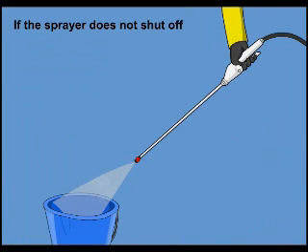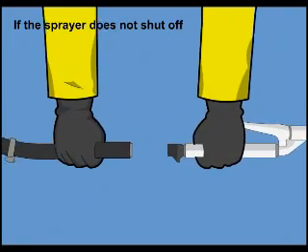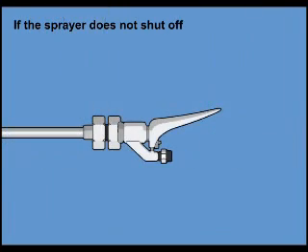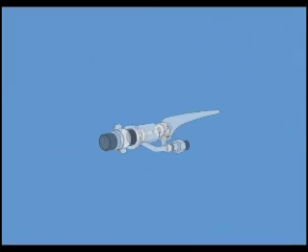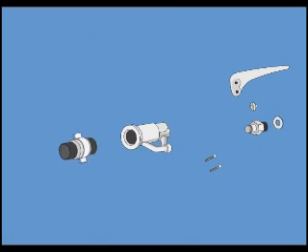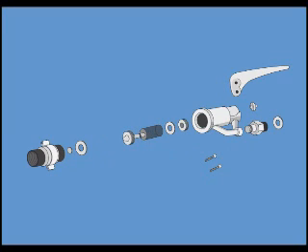If the sprayer does not shut off, check the trigger on-off valve. Depressurize the tank. Disconnect the trigger valve from the hose. Take the filter out of the handle. Unscrew the remaining assembly to see if the spring and washers need to be cleaned or replaced.